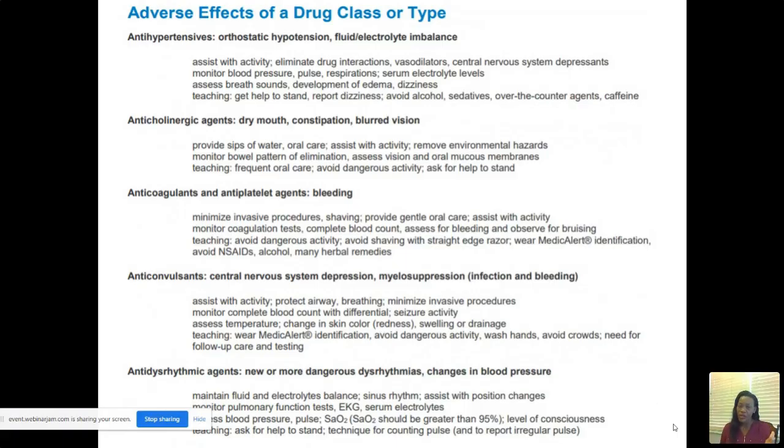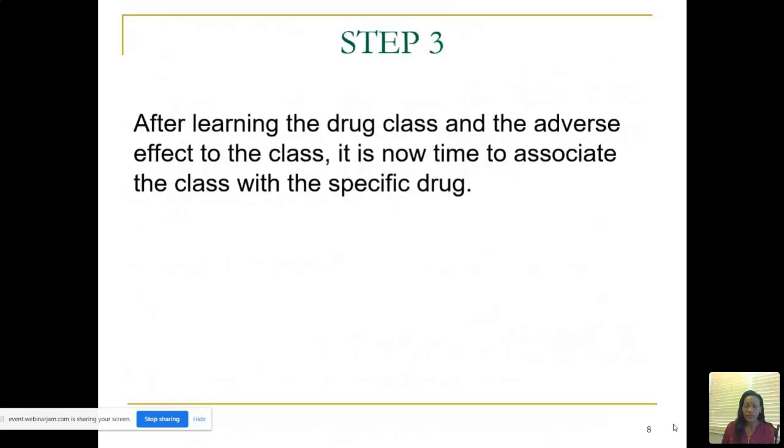So step one, know your drug class. Step two, know the adverse effect to your drug class. And the moment you know the adverse effect, you know what nursing intervention and vitals you're looking out for, okay? I'm going to stop in a moment to see if you have any questions.